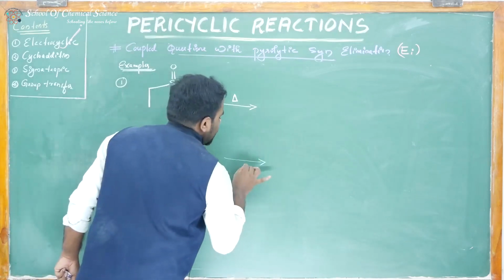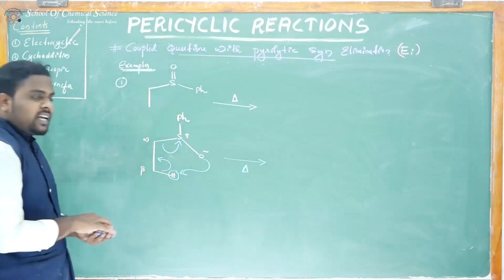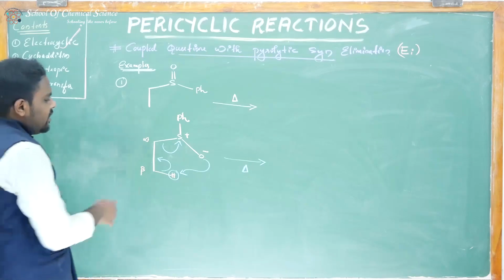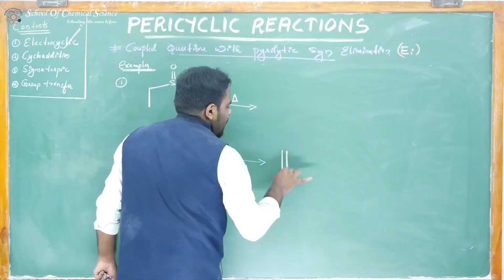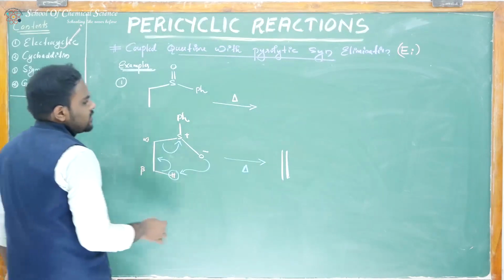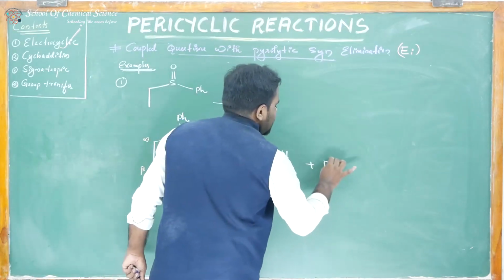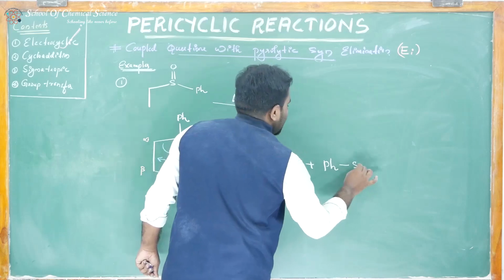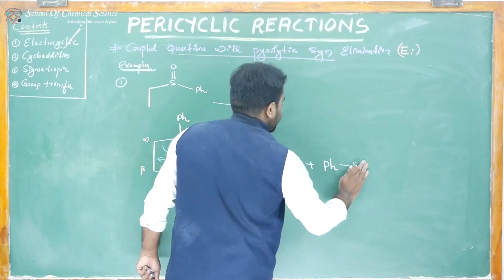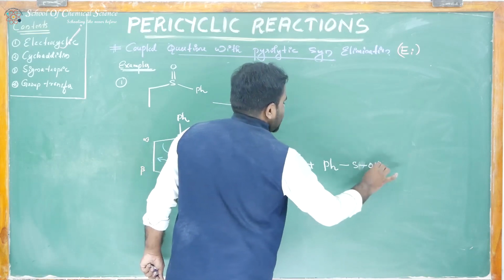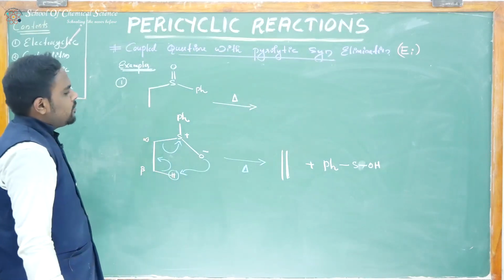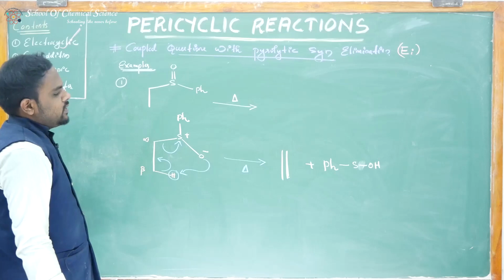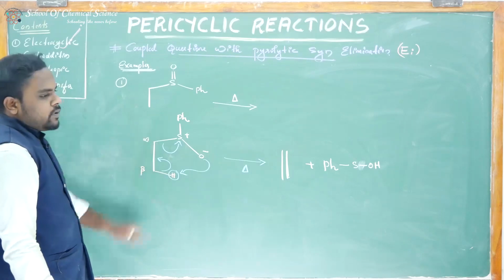So under thermal condition, what is the product? Elimination on heating. That is why it is pyrolytic elimination. So an alkene is formed, plus the byproduct PhSOH. PhSOH is the product. Okay, so that is a byproduct.